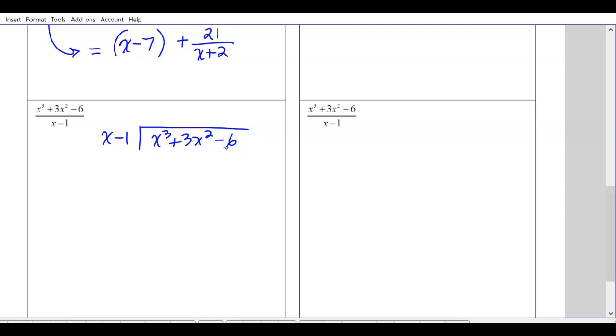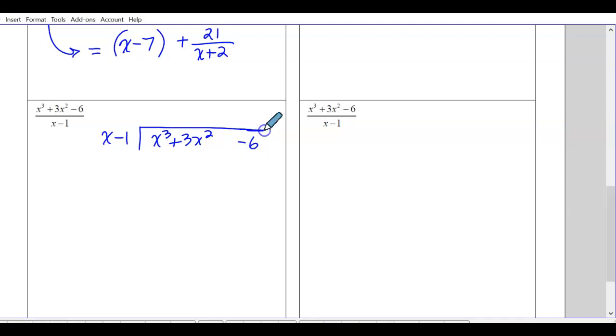Okay, so if I take a look at this, I've written it just like I did the previous one, but take a look at all the terms. I've got an x cubed now, an x squared, and no x term. So everything that I do needs to be lined up when you subtract them. So I'm actually going to move this minus 6.